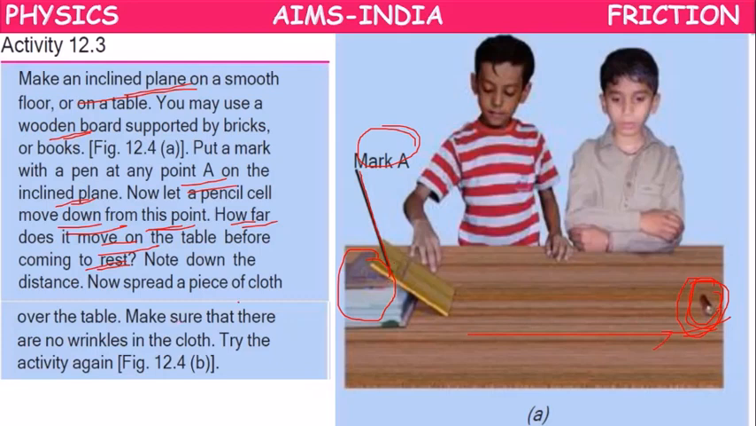So next, spread a piece of cloth over the table. Make sure that there are no wrinkles in the cloth. It should be flat. So try the activity again and note down the distance again, how far the pencil cell has moved.